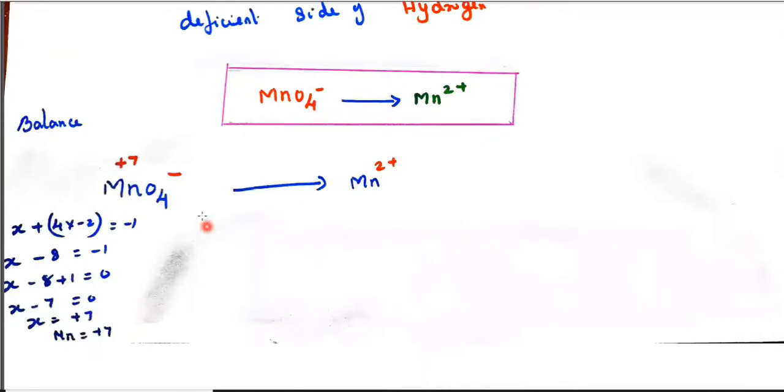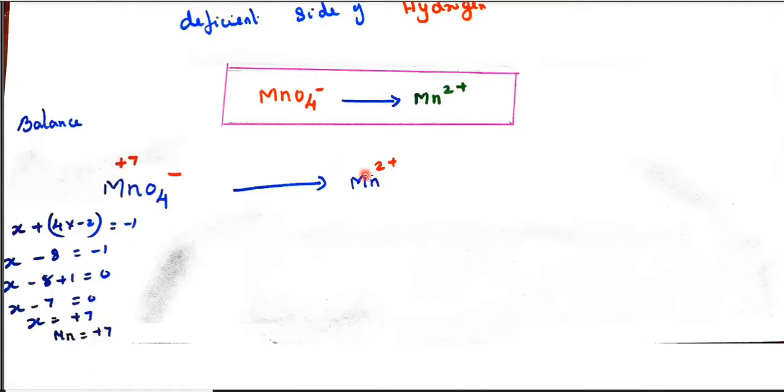First, find the oxidation number of manganese in MnO4 minus. Manganese X plus 4 oxygen, the valency of oxygen is minus 2, so minus 8, and the total charge is minus 1. So X minus 8 plus 1 equals 0, X minus 7 equals 0. Therefore, X is equal to plus 7. The oxidation number of manganese is plus 7.